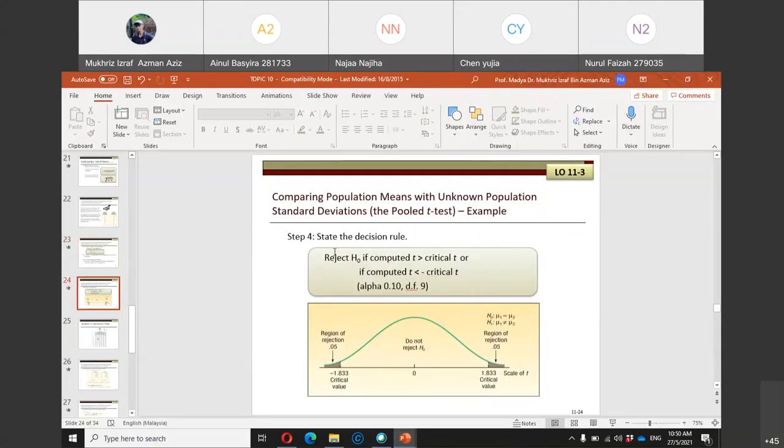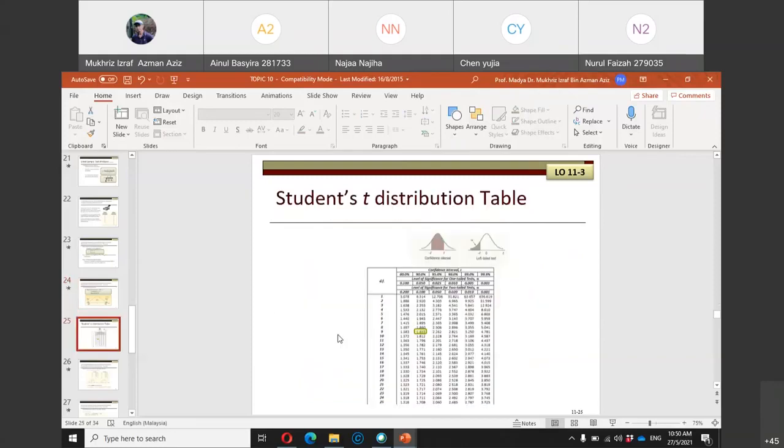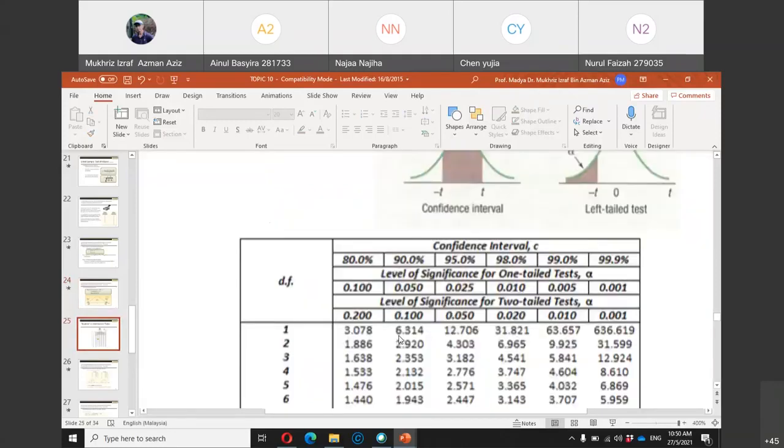Here again, because you are doing a two-tailed test, there will be two critical values. One is the positive value, and the second one will be the negative value. So as usual, you need to plug in the positive value, here 1.833, and here negative 1.833. So how do you get 1.833? You refer to the T table.